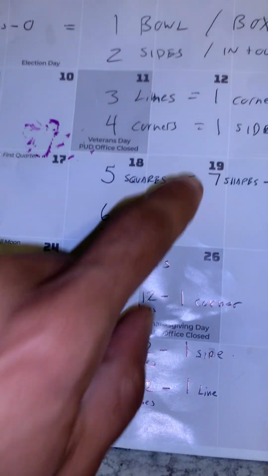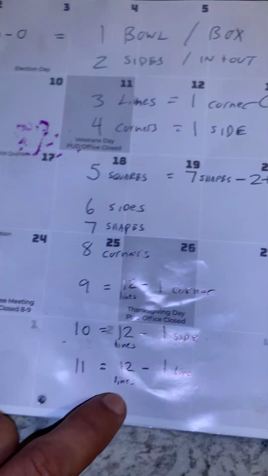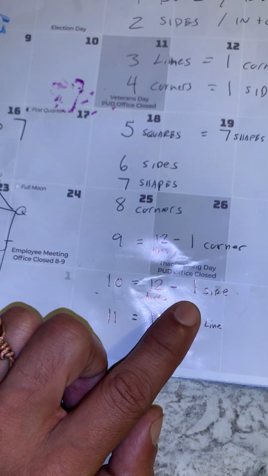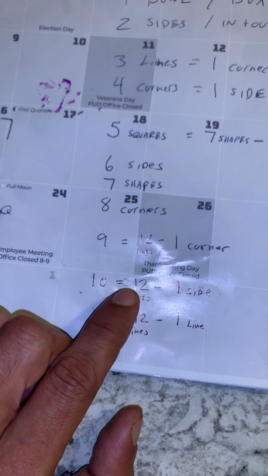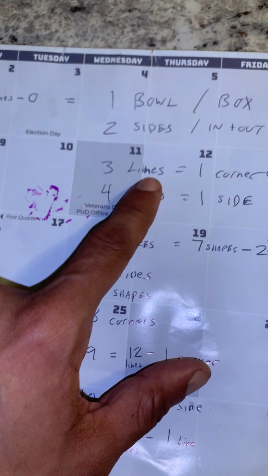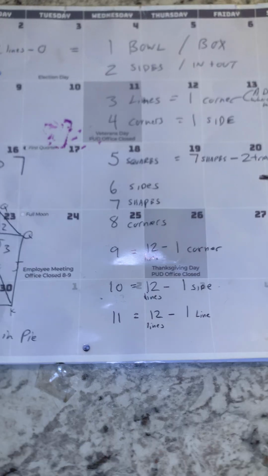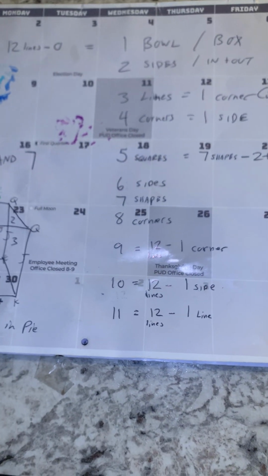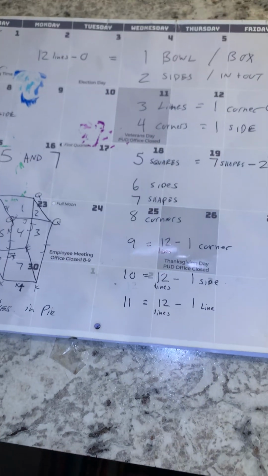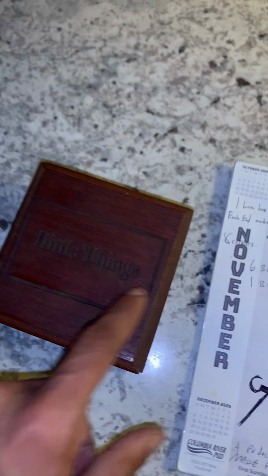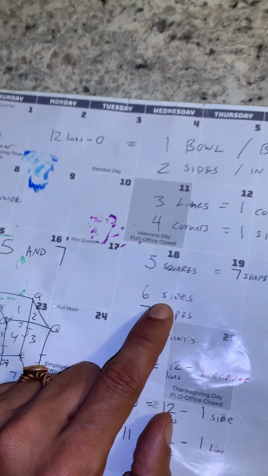1 side. And what is a side? 1 side here. Okay. 12 minus 1 side, and how does that give us 10? Oh, okay. There's 6 sides, like we said.